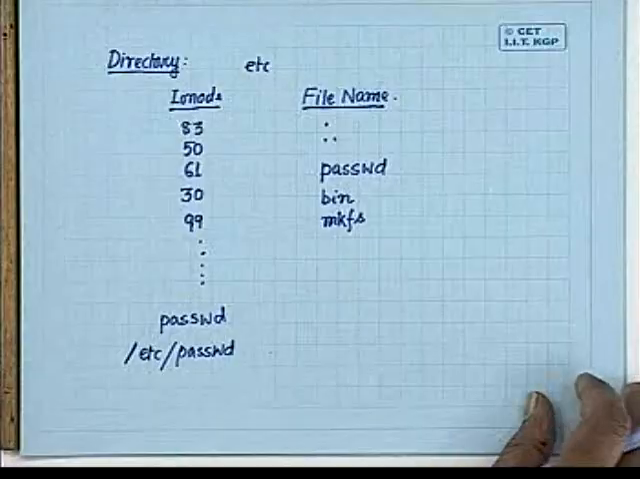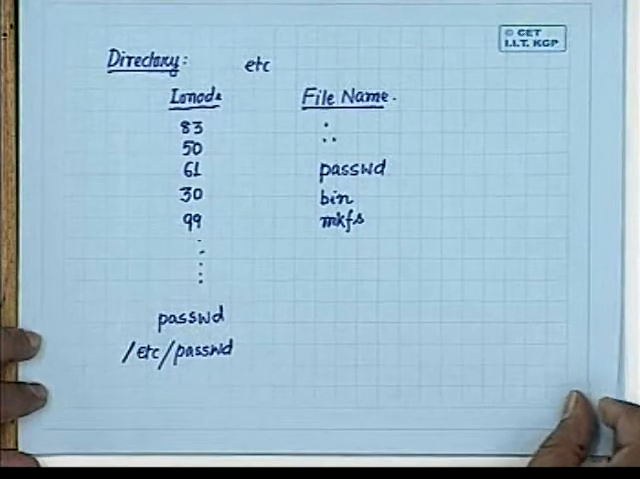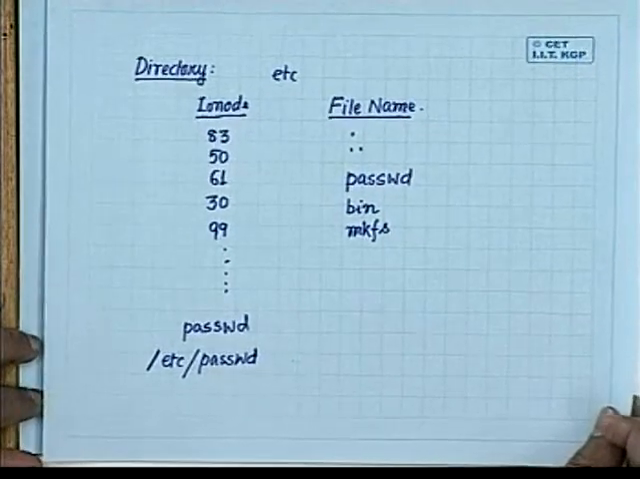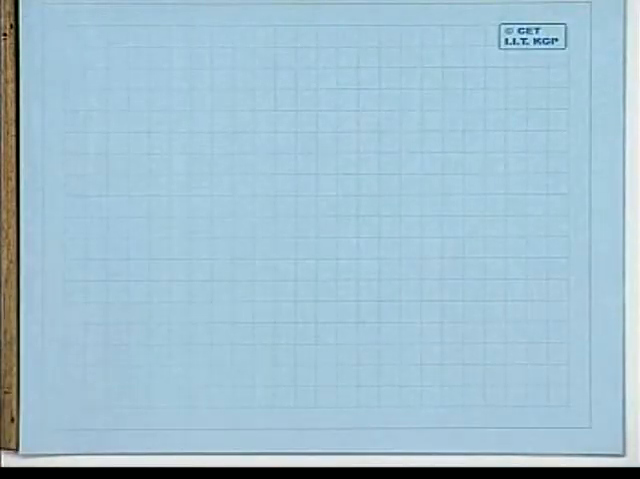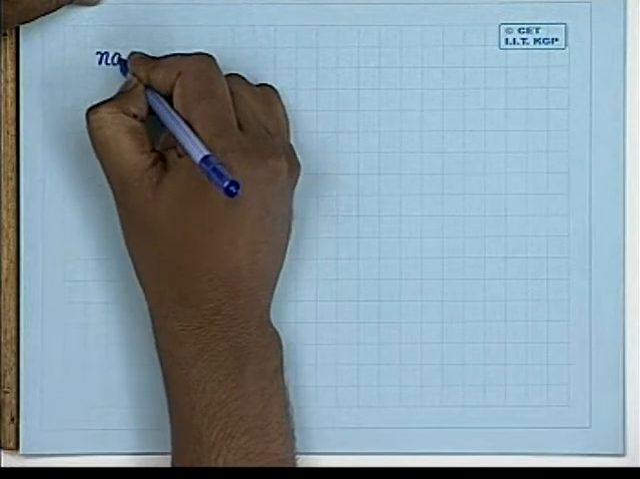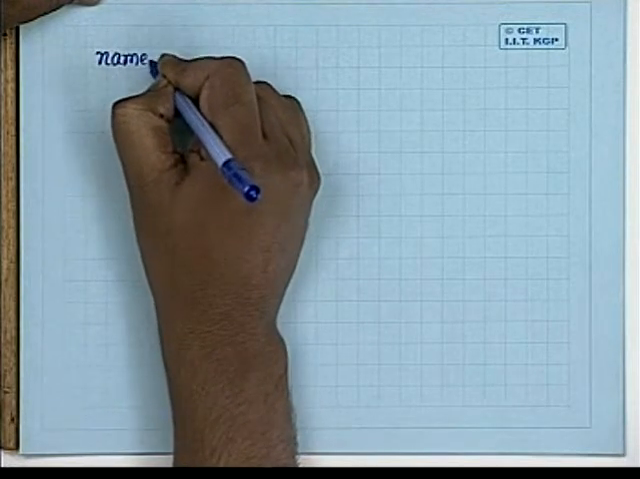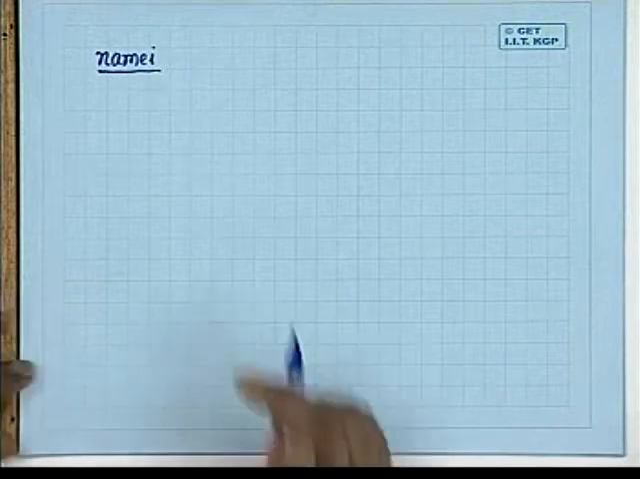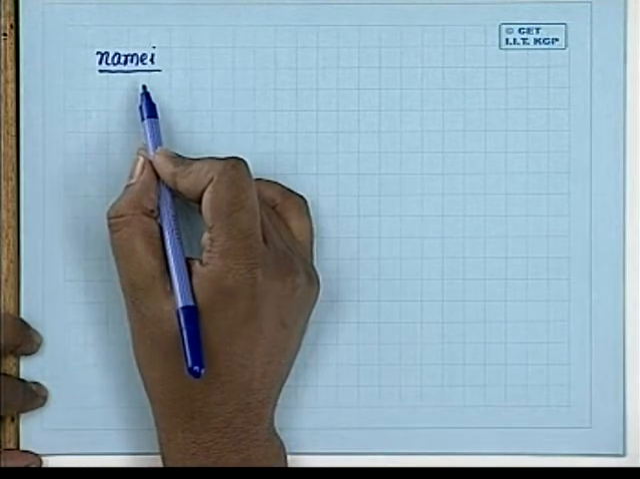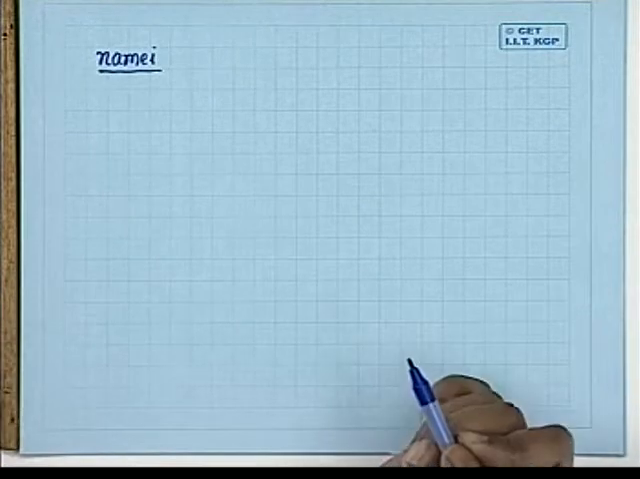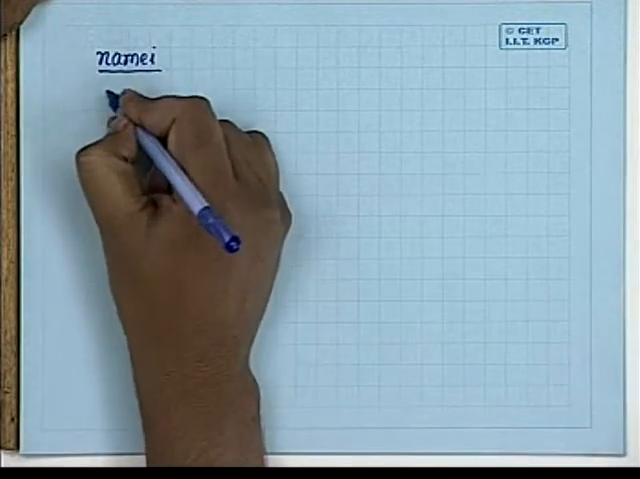Okay. So there should be an algorithm which converts the path name or the file name to the corresponding inode number. Let us call this algorithm, say, name I, which will convert the file name or the path name to the inode number. Input to this algorithm will be the path name and output will be an inode number. So the algorithm will be like this.